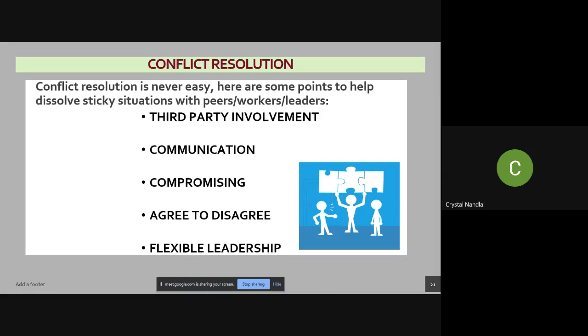And flexible leadership. So a leader should monitor the degree of conflict, and it encourages and inspires them and motivates them. If you have flexible leadership, you'll be able to listen to both sides and try to understand them and come up with a solution, right?